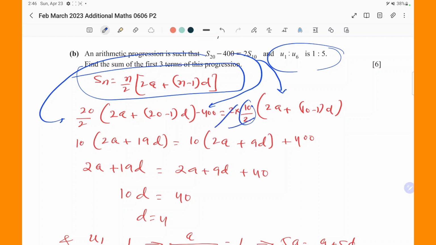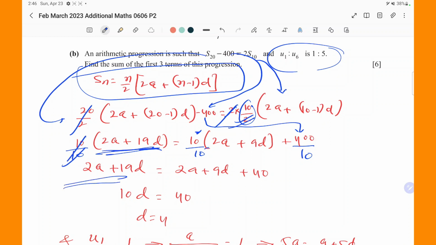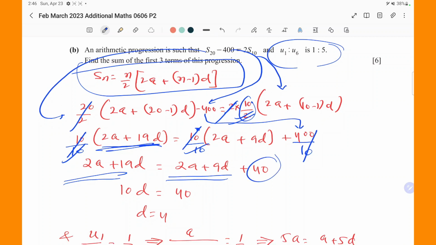2 and 2 you can cancel. So 20 over 2, that's 10. So 10 and 2a plus 19d here. And this minus 400 I took to right side plus 400. And 2 and 2 cancel. So 10 is here. And 2a plus 9d. Now what I did, I have divided by 10. So divide by 10 here, divide by 10 here, divide by 10 here. 10 10 cancel, so 2a plus 19d, 10 10 cancel, 2a plus 9d, 400 over 10, that's 40.